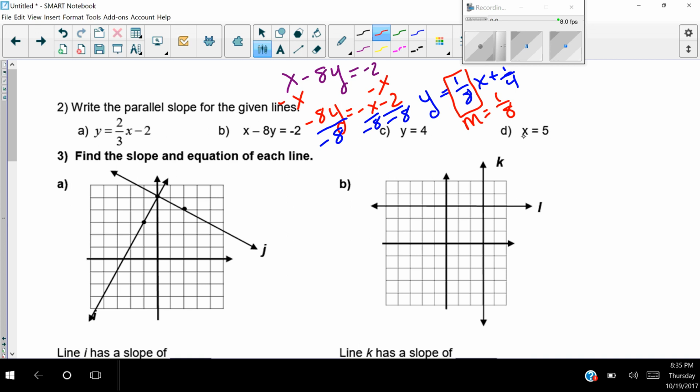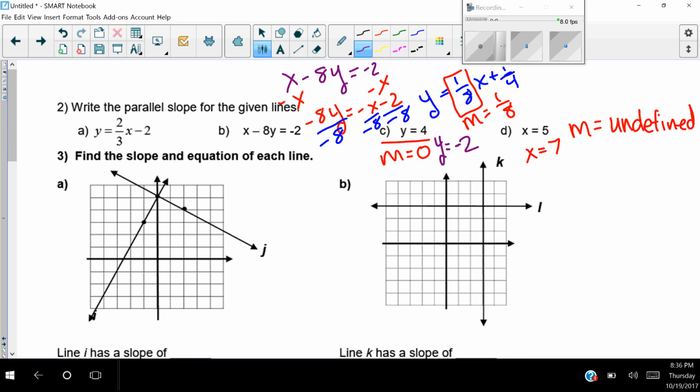So for x equals 5, my slope is undefined. So if I wanted to find another line, it also has to be undefined. So something like x equals any other number, 7 is another parallel line, but what they're asking us for, the slope, is undefined. For C, my slope is 0. So any line that has the same slope as 0. So y equals 4, maybe another parallel line would be y equals any other number, maybe like -2, something like that.